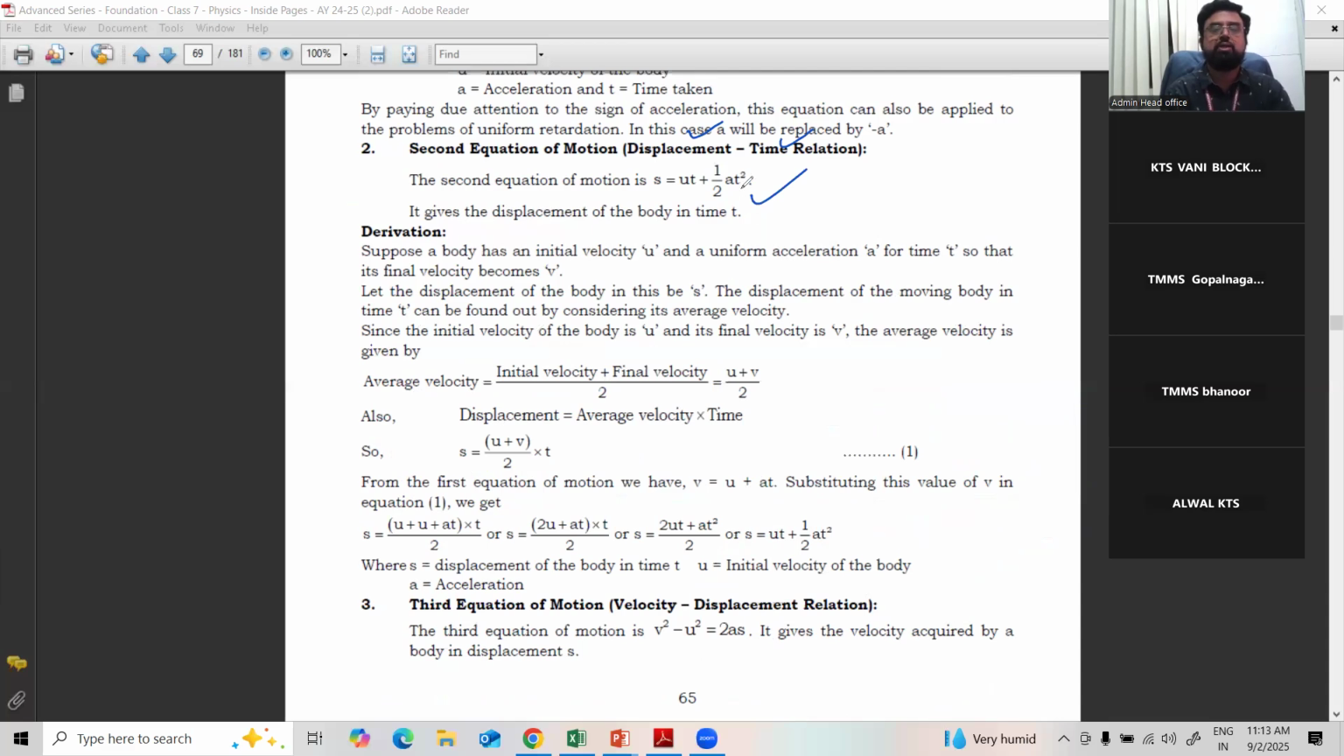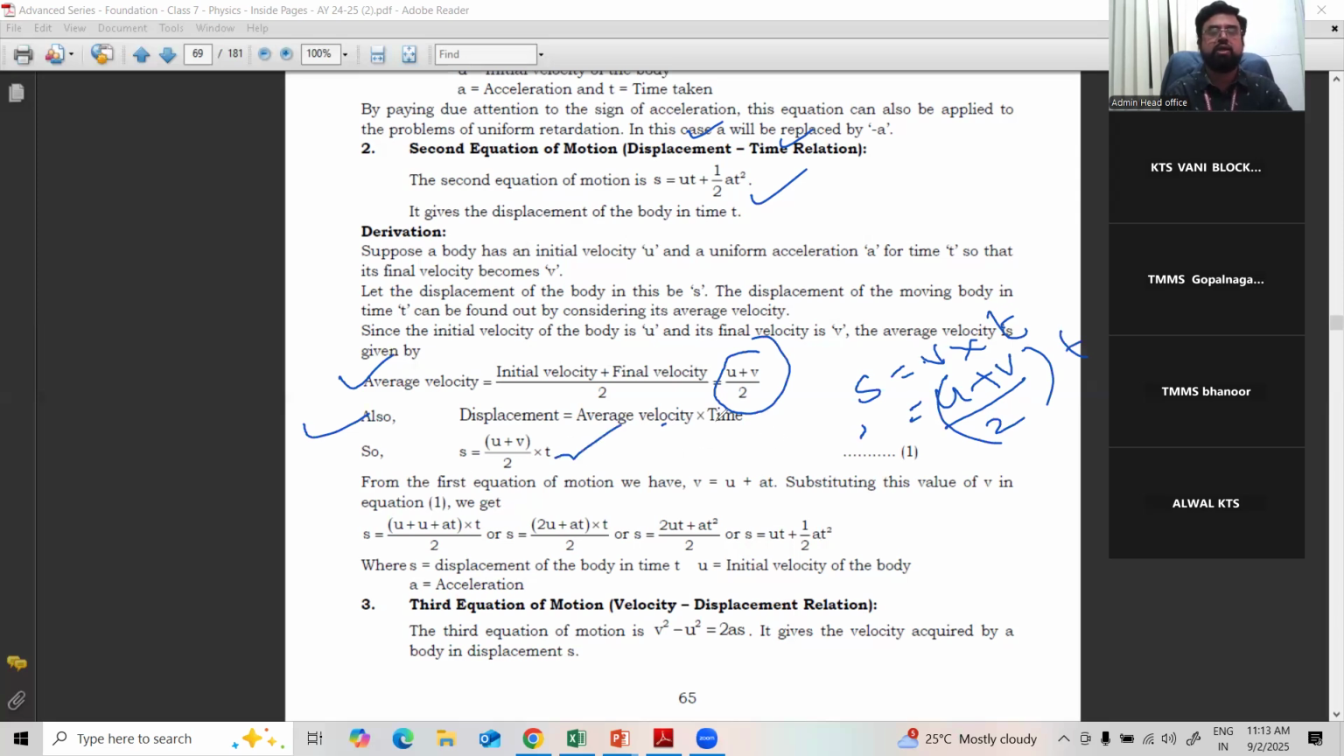As there are two velocities, initial and final, we have to find the average velocity. Average is nothing but (v plus u) by 2. So there are two velocities, initial velocity and final velocity, and we have taken the average. We know displacement is equal to velocity into time, because velocity is equal to distance by time. So in place of velocity, you take average velocity into time.